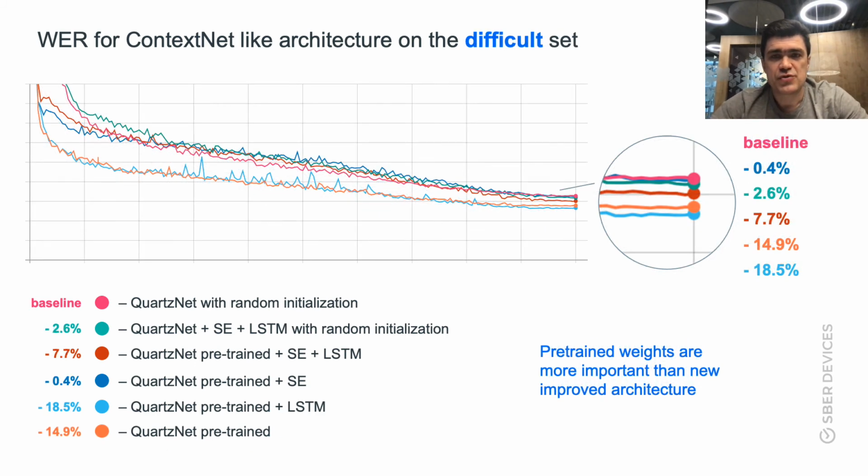The second figure shows the word error rate of models on the difficult set. The best score here is on the pre-trained QuartzNet with LSTM. It is 18% better relative to QuartzNet from scratch. And a takeaway from this slide is that pre-trained weights are more important than new improved architecture.